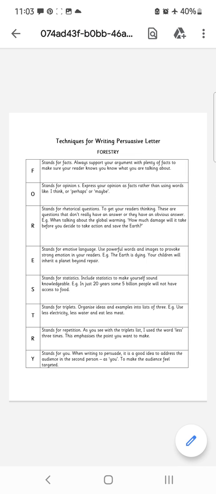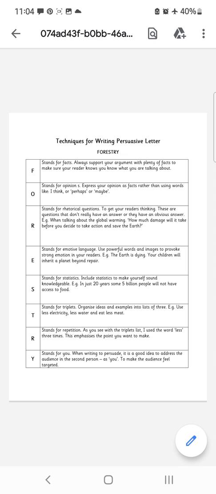I forgot the T. T stands for triplets. Organize ideas and examples into lists of 3. For example, use less electricity, less water, and eat less meat. So 3 is a magic number. Why do we use 3? It's just easier to memorize and remember.